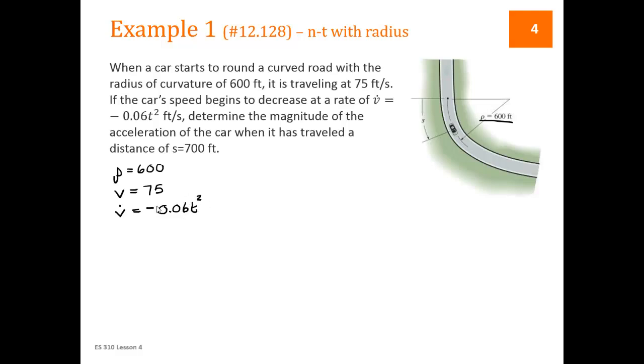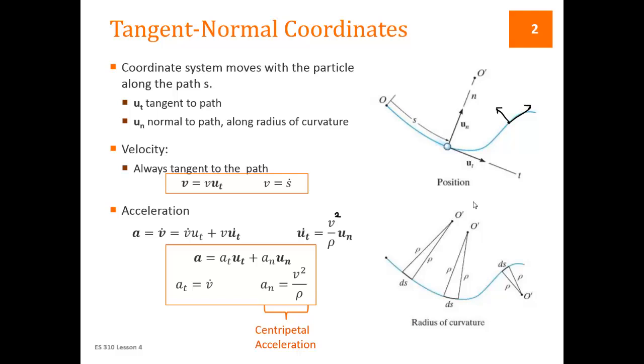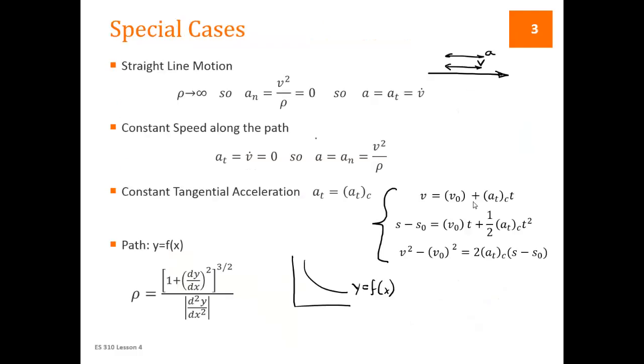We need to figure out what the magnitude of the acceleration of the car is when it's traveled s equal to 700. So at s equal to 700, what is the magnitude of the acceleration? So we need to find that. It's going to be the square root of the normal squared plus the tangential squared. So let's remind ourselves of what the equations are for the normal and the tangential acceleration. The tangential acceleration is v dot, and the normal acceleration is v squared over rho.